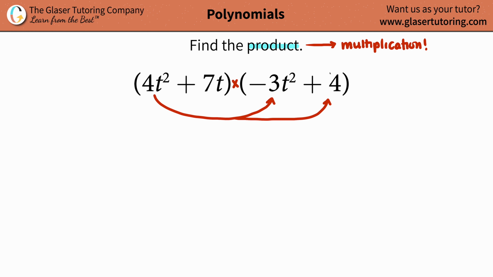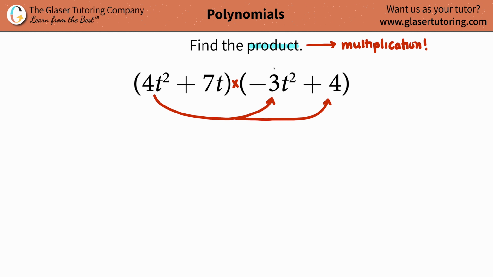And by the way, if you had more terms in this parenthesis, so let's just say you had a third term, well, you're going to take the 4t squared and multiply it by those 3 terms, or 4 terms, or whatever it is that's included in the parenthesis. Okay, so let's get down to it.